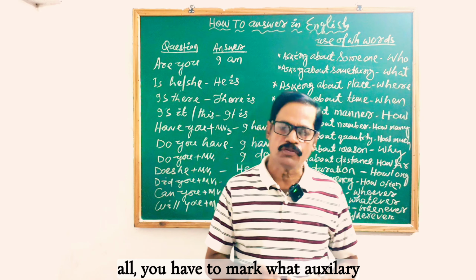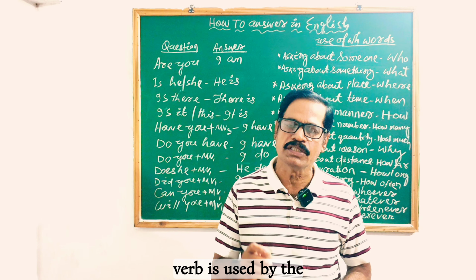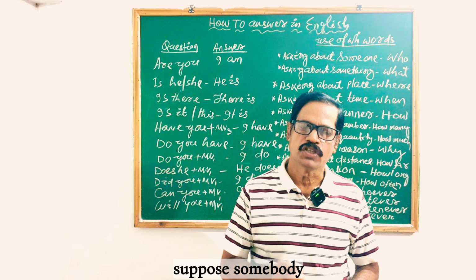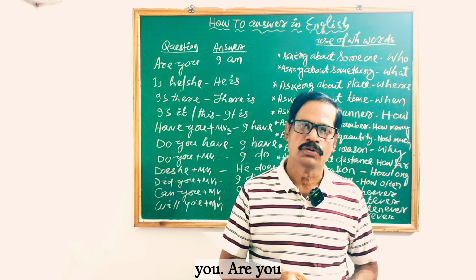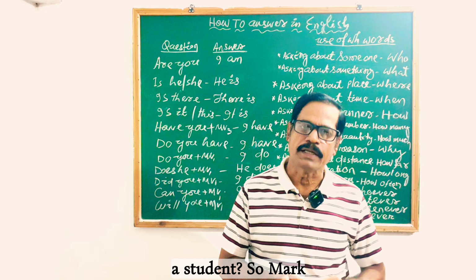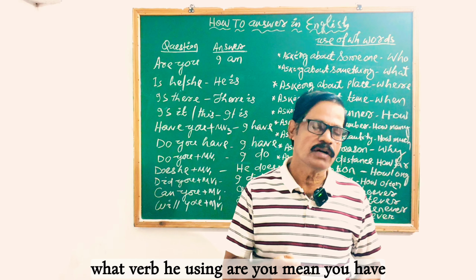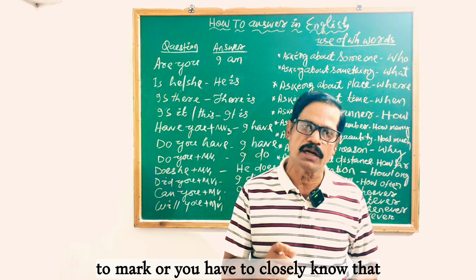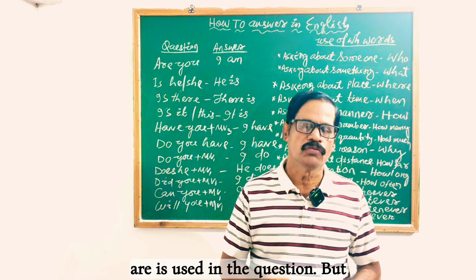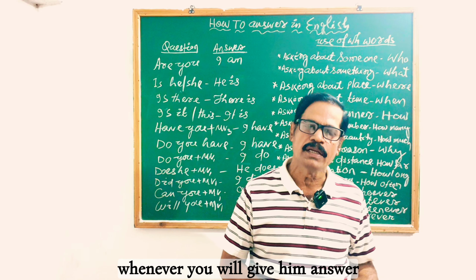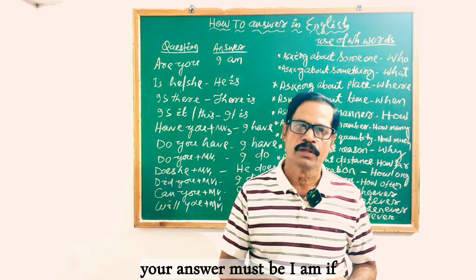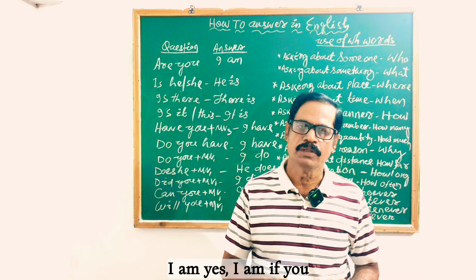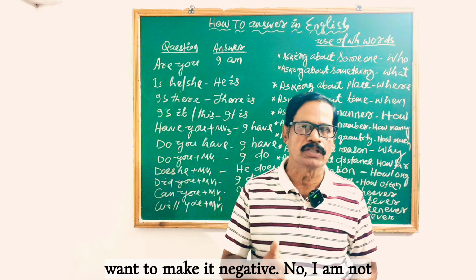First of all, you have to mark what auxiliary verb is used by the speaker. Suppose somebody asks you, are you a student? Mark what verb he is using. Are you means you have to closely note that are is used in the question. But whenever you give him the answer, your answer must be I am. If you want to give him a positive answer, you must say yes, I am. If you want to make it negative, no, I am not.